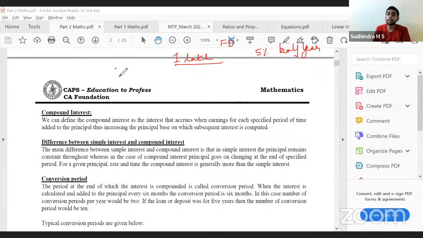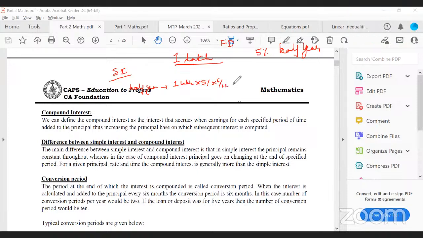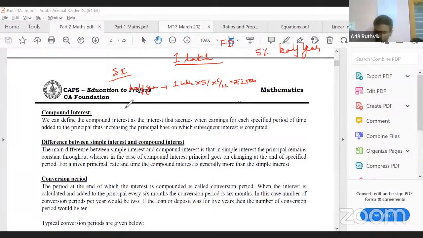Now, if it was a simple interest calculation, at the first half year, what is the interest that they'll pay? 1 lakh into 5% into 6 by 12, half year. 2,500. Second half year, that is end of the first year.